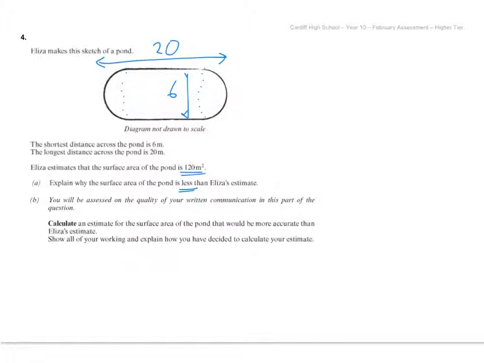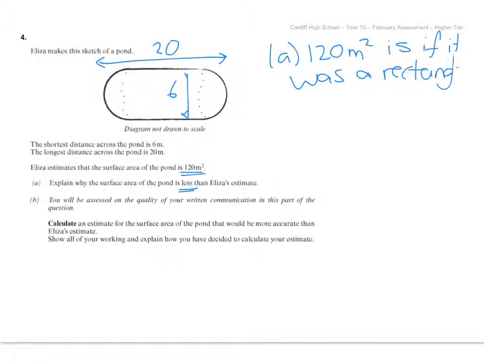So with this in mind, you could say something along the lines of 120 meters squared is if it was a rectangle. Okay, so that's sort of your 1 mark to explain why that's wrong, and you could then say something along the lines of the curved edges reduce the total area, or sorry, the curved ends reduce surface area.